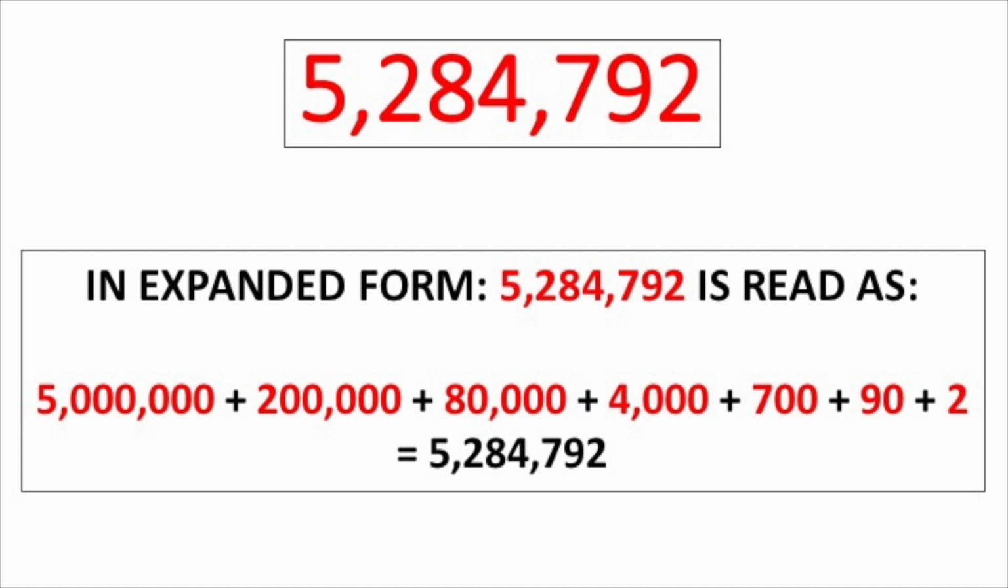5 million, 284,792 is read as 5 million plus 200,000 plus 80,000 plus 4,000 plus 700 plus 90 plus 2 equals 5,284,792. Guys, that's brilliant. Very well done. Any more questions? Okay, excellent. Well done, guys.